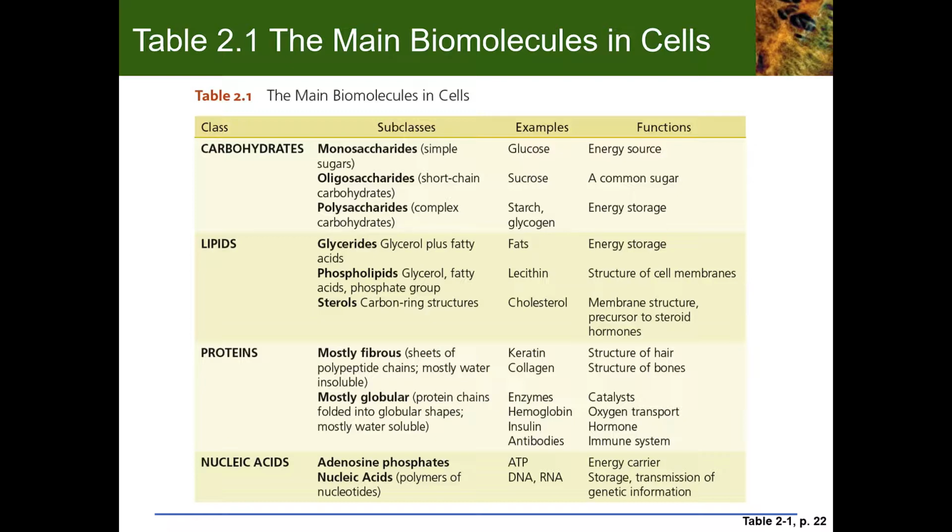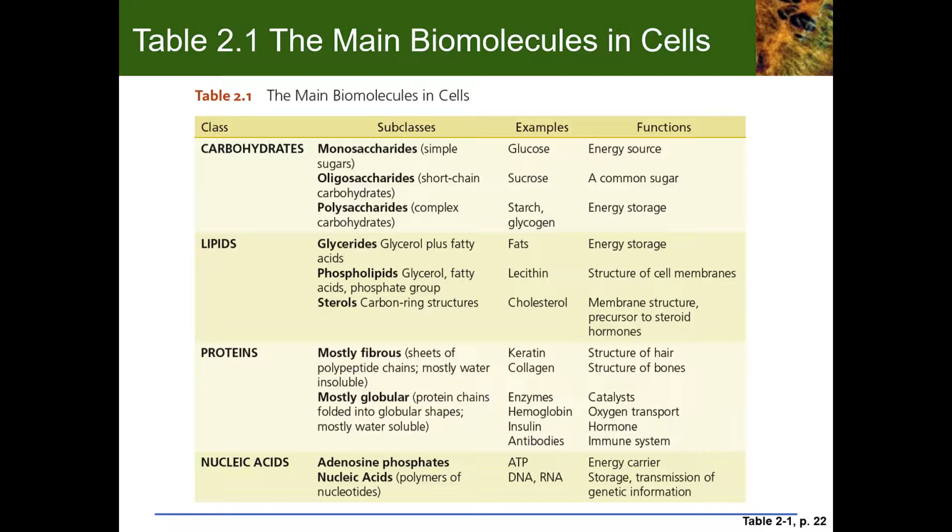Third class is proteins. You have mostly fibrous, which are sheets of polypeptide chains, mostly water insoluble. And mostly globular, which are protein chains folded into globular shapes, which are mostly water soluble. The examples of the mostly fibrous would be keratin and collagen, which you would see in the structure of hair and structure of bones. And the mostly globular you would see as enzymes, hemoglobin, insulin, and antibodies. Enzymes function as catalysts. Hemoglobin provides oxygen transport throughout the body. Insulin acts as a hormone, and antibodies provide immune system defense mechanisms.